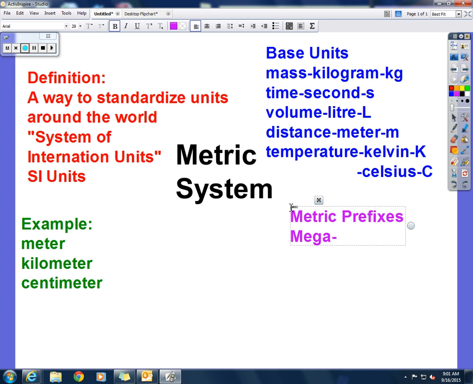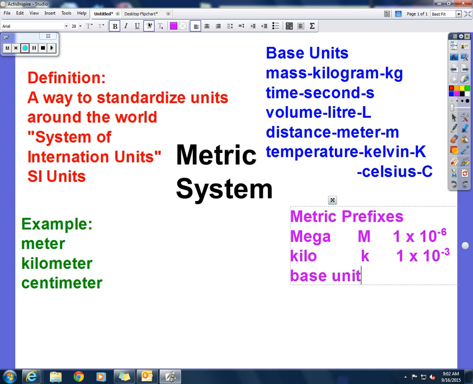And that would be mega, which is capital M, and that is 1 times 10 to the 6. Then we have kilo, which is lowercase k, and it is 1 times 10 to the 3. And then we have the base unit, which is whatever unit you're talking about, and that should be 1 times 10 to the 0, or just 1.